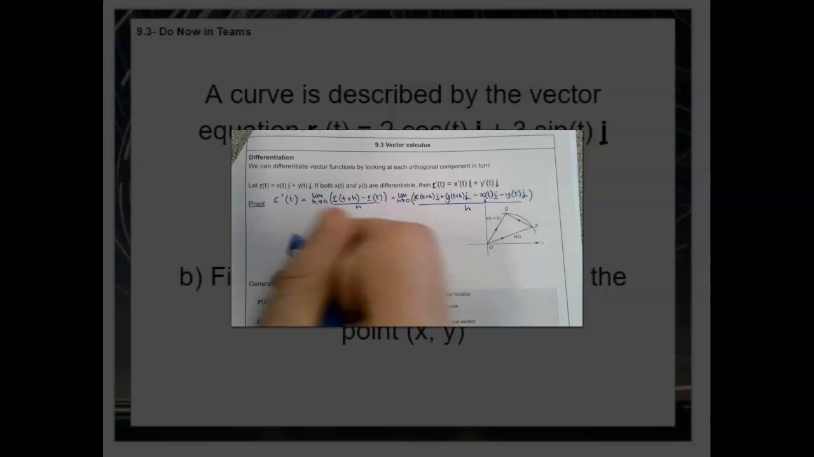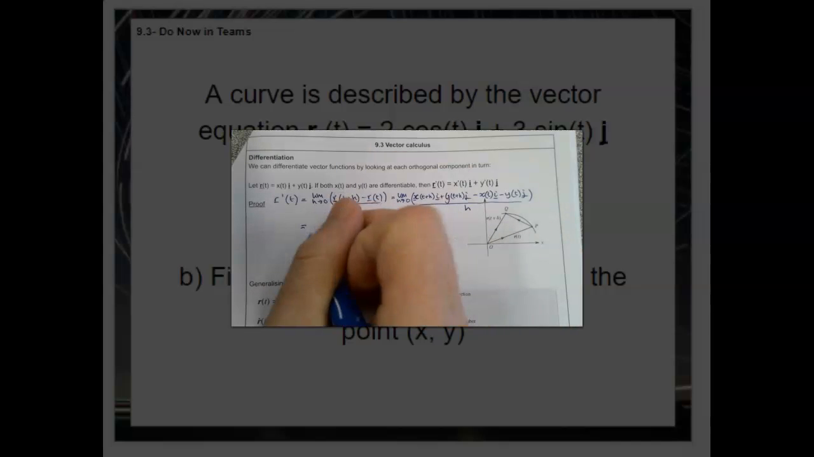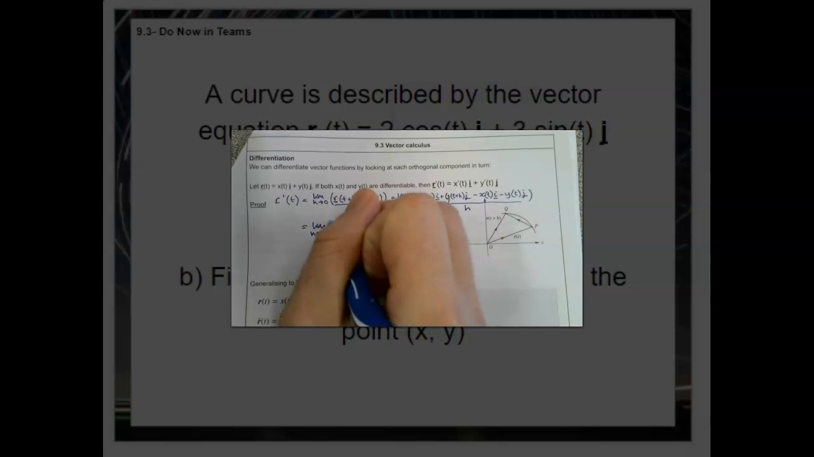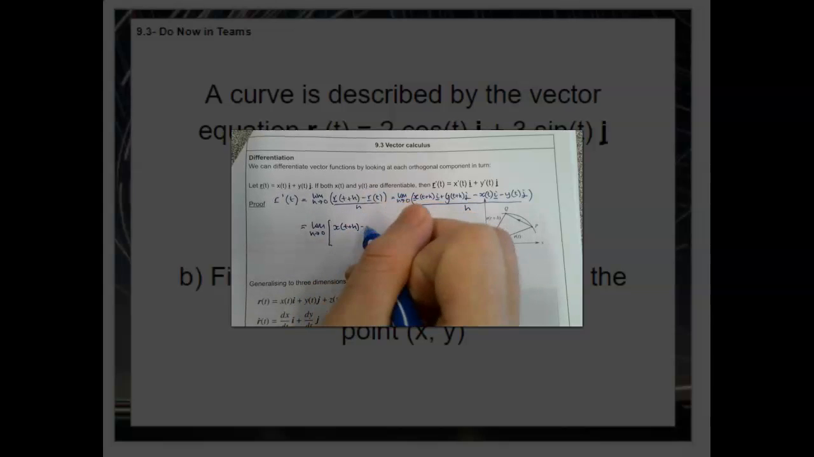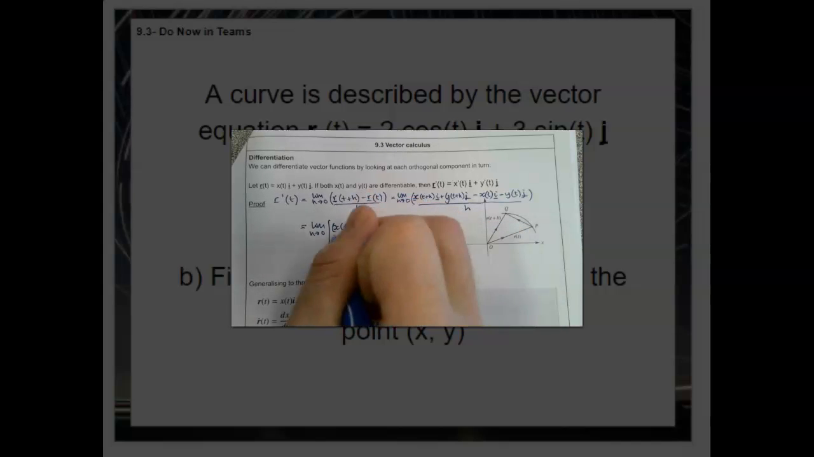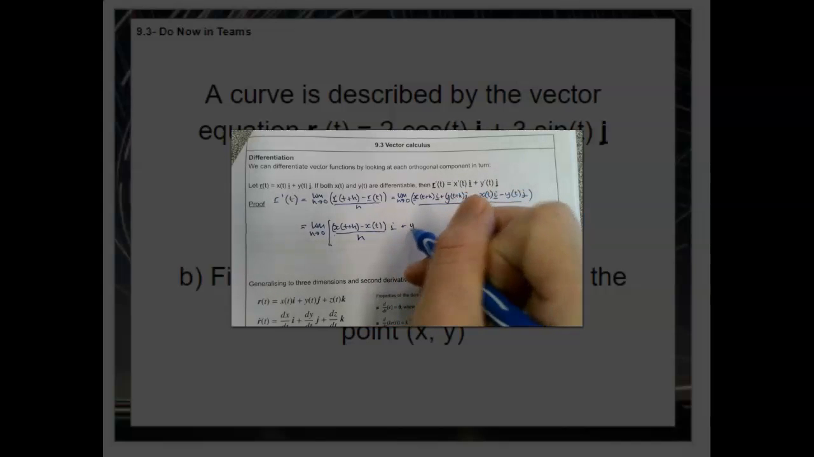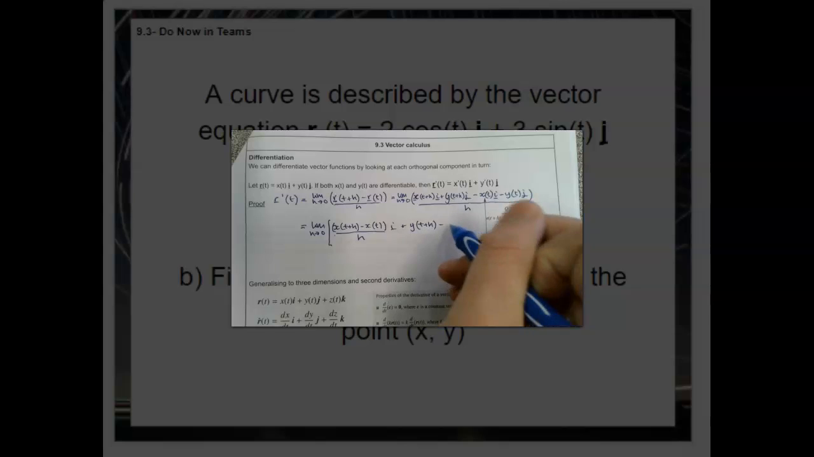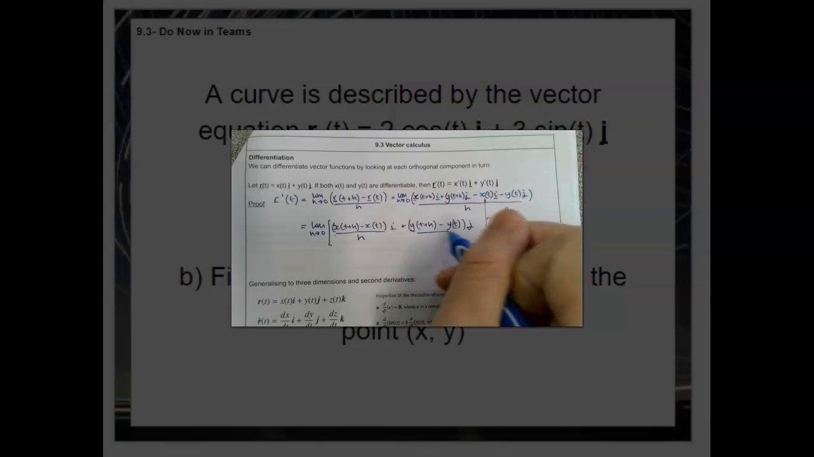Then what I'm going to do, maybe you'd expect this, is gather together the i and the j components. So I've got the limit as h tends to 0 of x of t plus h minus x of t all multiplied by i, and that's all over h. And then I've got plus y of t plus h minus y of t all multiplied by j over h.